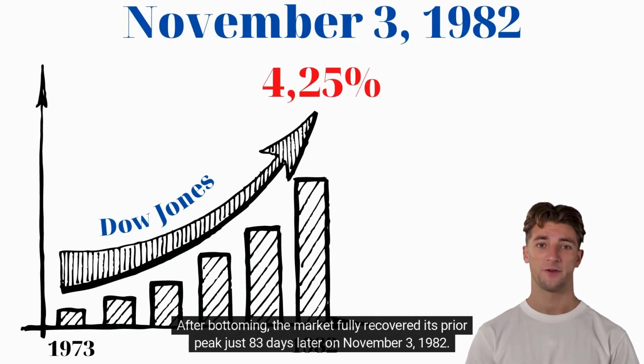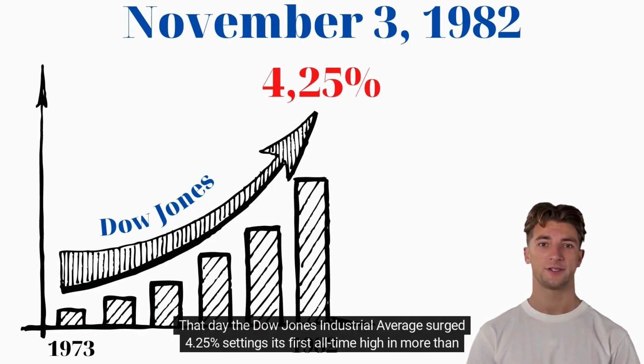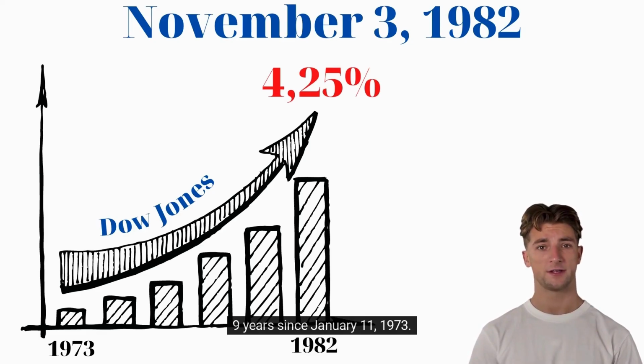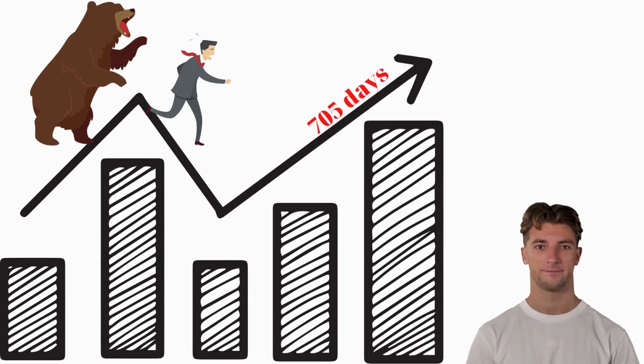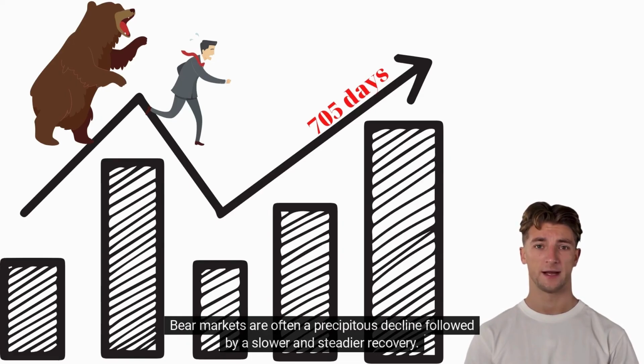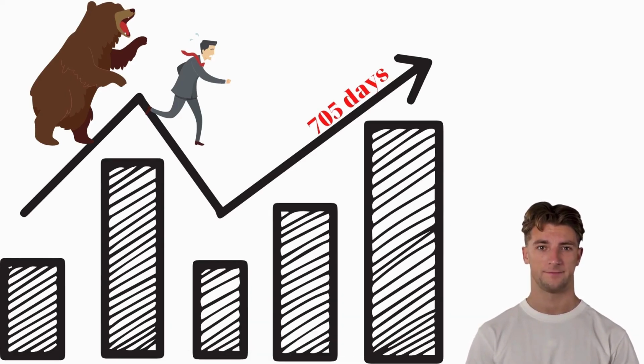After bottoming, the market fully recovered its prior peak just 83 days later on November 3, 1982. That day, the Dow Jones Industrial Average surged 4.25%, its first all-time high in more than 9 years since January 11, 1973. The entire cycle lasted 705 days, 1.9 years, 622 days from prior peak to the bottom and 83 days back to the prior peak. Bear markets are often a precipitous decline followed by a slower and steadier recovery. Volcker's bear is rare in that a slow and steady decline was followed by a sharp precipitous recovery.